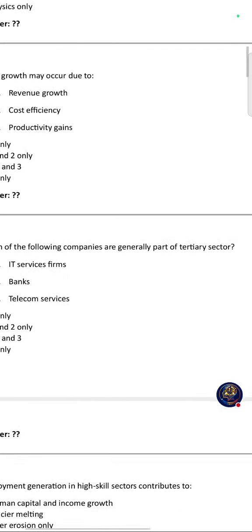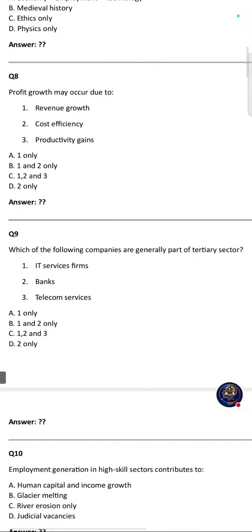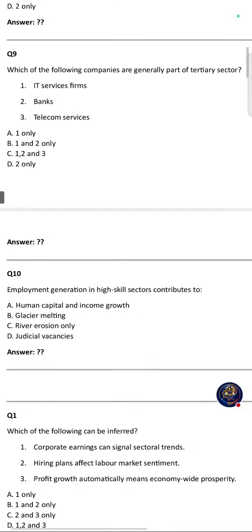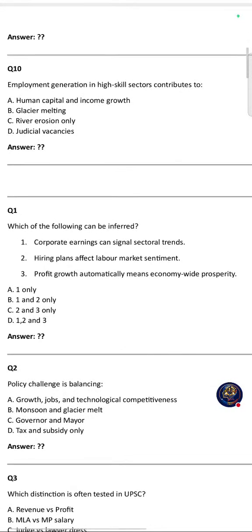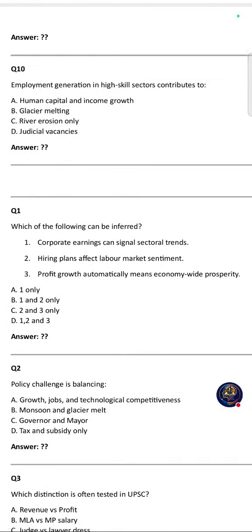Which of the following companies are generally part of tertiary sector? IT services firms, banks, telecom services. All these are part of tertiary sector. Next question, employment generation in high skill sectors contributes to human capital and income growth.